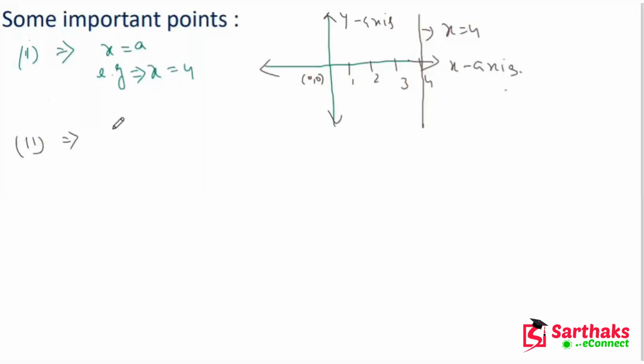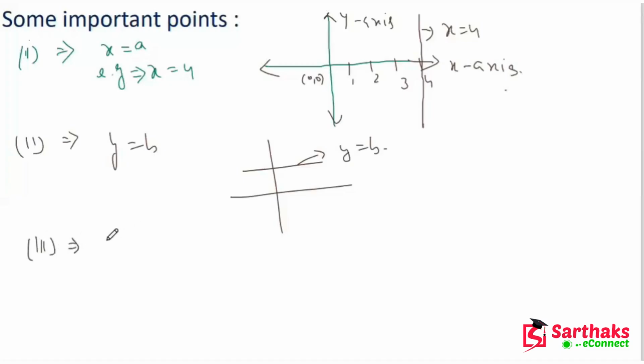and parallel to the x axis. So y is equal to b means the graph becomes like this. So this is the y is equal to b graph. The graph of y is equal to 0 is the x-axis and the graph of x is equal to 0 is the y-axis. It is saying that if we have y is equal to 0, then the points lie on the x-axis.